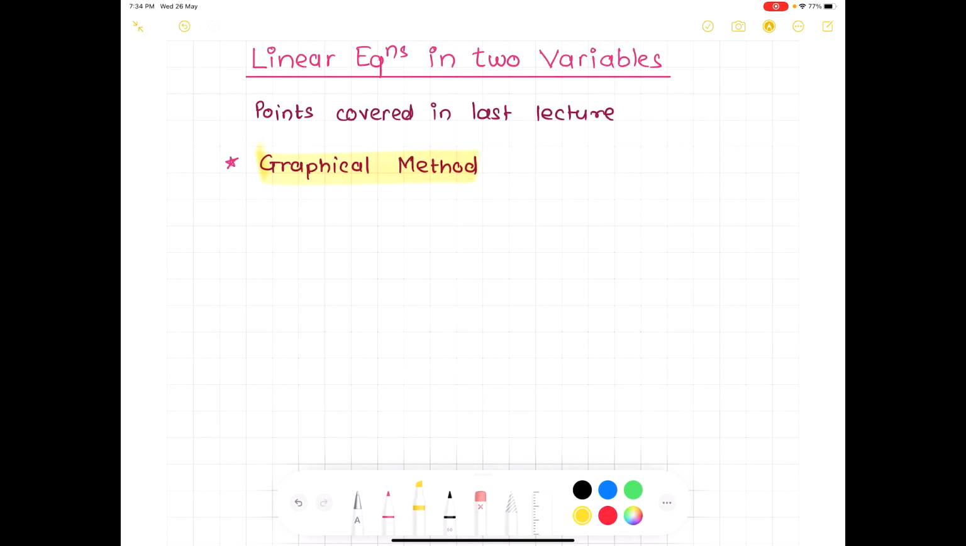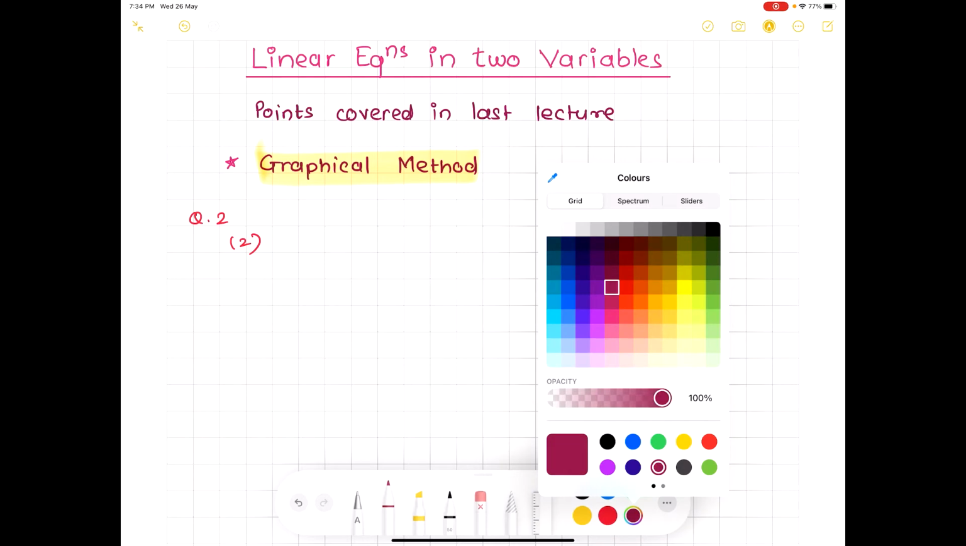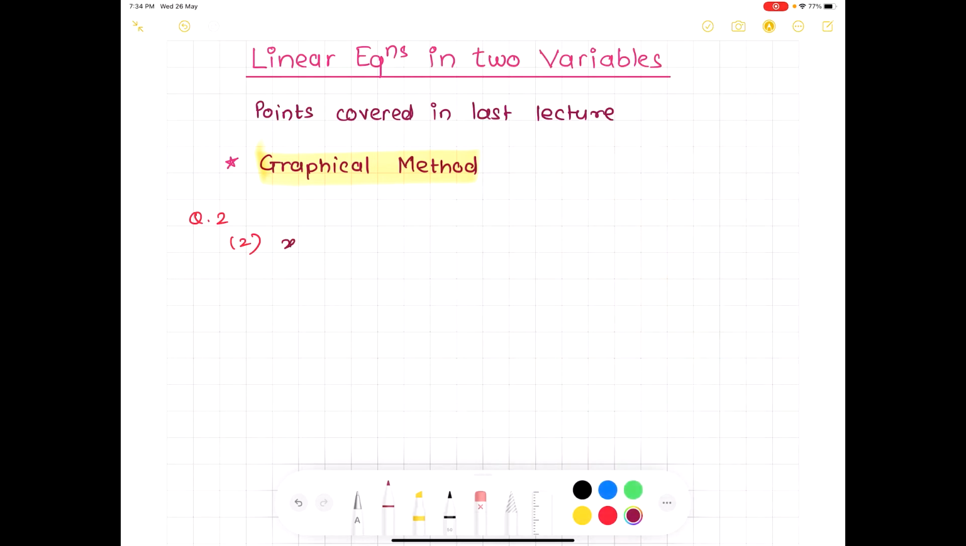So I am writing question 2. See, x plus y is equal to 5. This is equation 1 and x minus y is equal to 3. This is our equation 2. First of all, make a table.